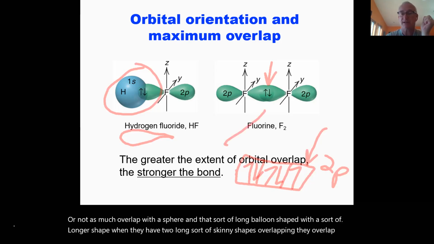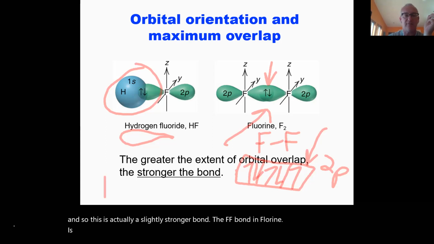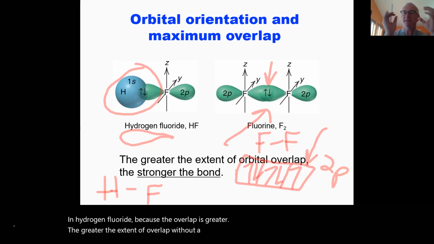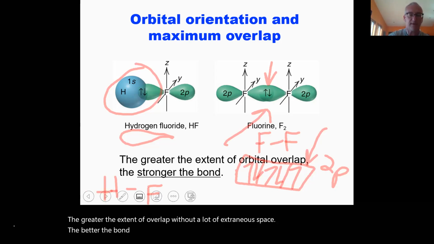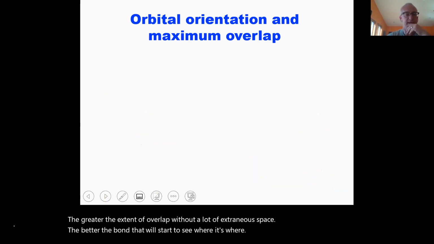And so this is actually a slightly stronger bond. The FF bond in fluorine is stronger than the HF bond in hydrogen fluoride because the overlap is greater. So the greater the extent of overlap without a lot of extraneous space, the better the bond. Now we'll start to see where the overlap makes even more sense.